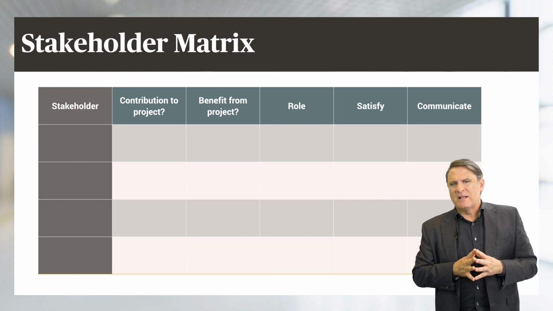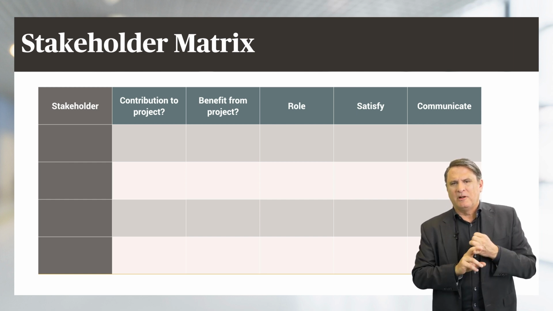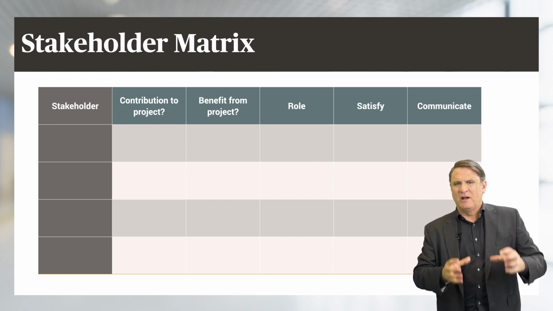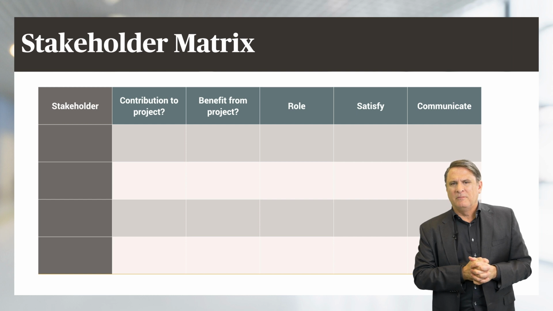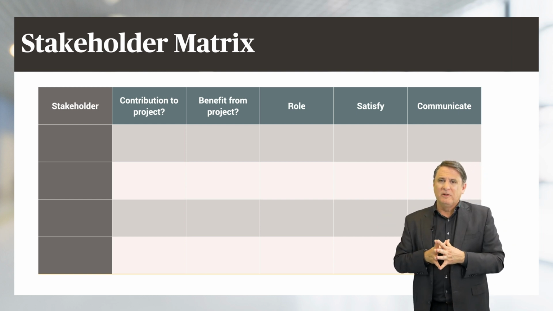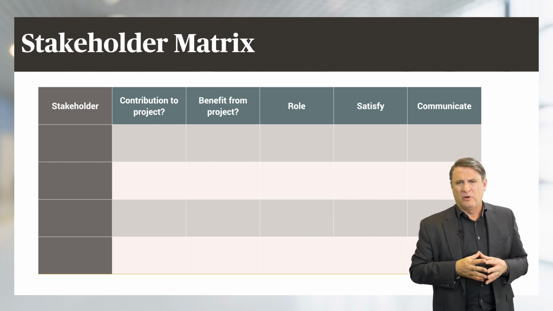And who is it we want to satisfy? The two main groups that we want to keep satisfied are the key players and the gatekeepers. If we keep them satisfied, our project will succeed. And when it comes to communicate, who are the most important groups to communicate to? The most important groups to communicate to are key players and supporters.